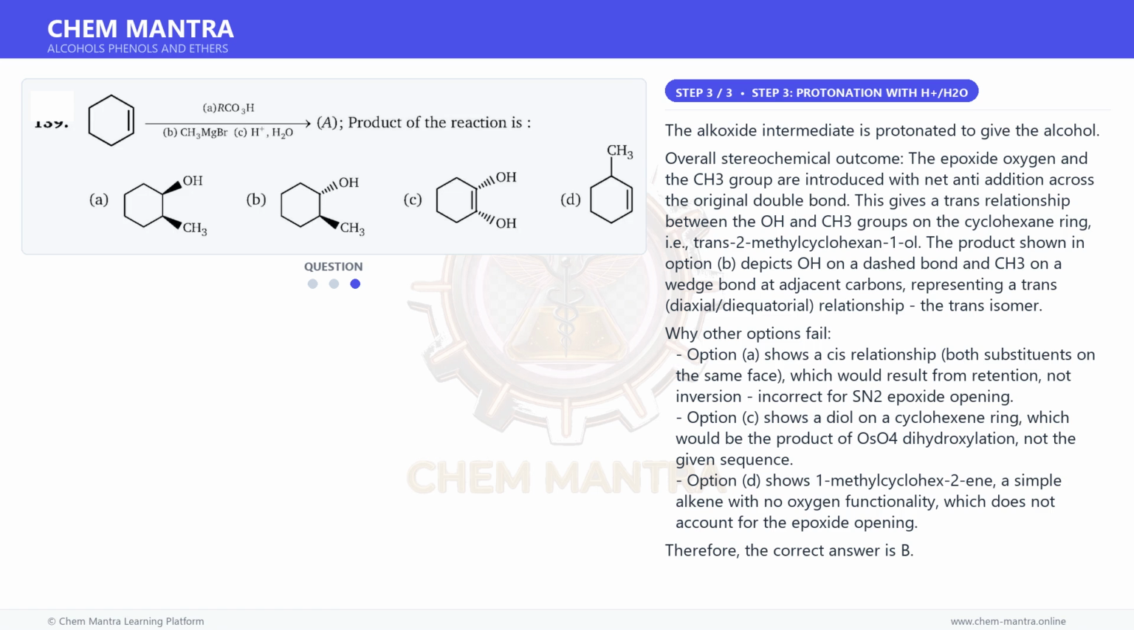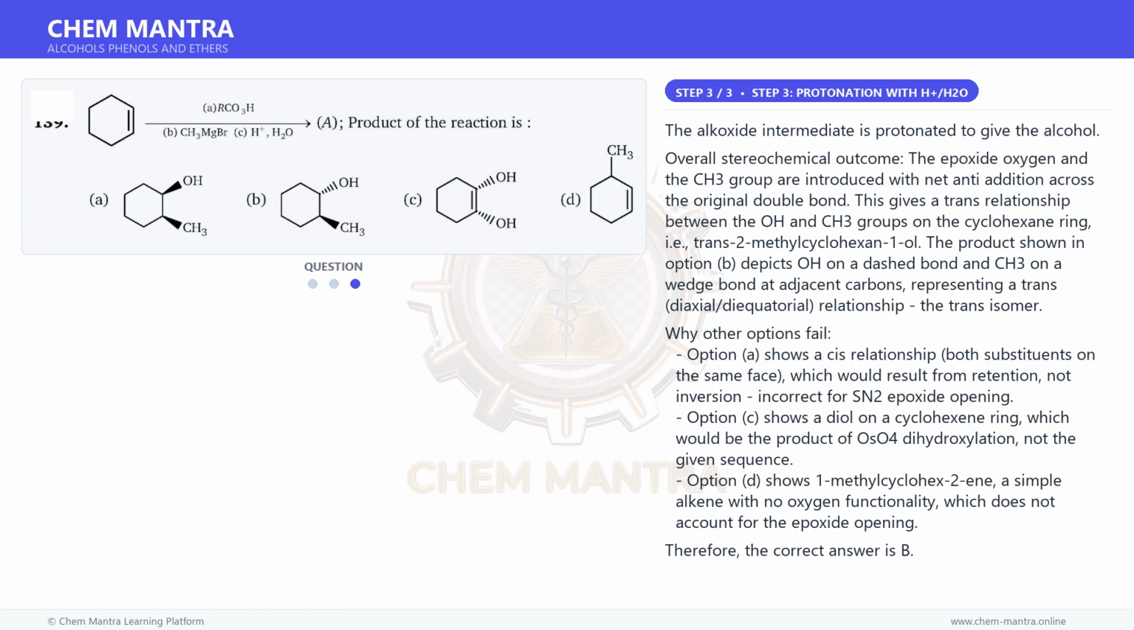The product shown in option B depicts O on a dashed bond and CH3 on a wedge bond at adjacent carbons, representing a trans, diaxial or diequatorial relationship, the trans isomer. Why do the other options fail? Option A shows a cis relationship, both substituents on the same face, which would result from retention, not inversion, incorrect for SN2 epoxide opening.